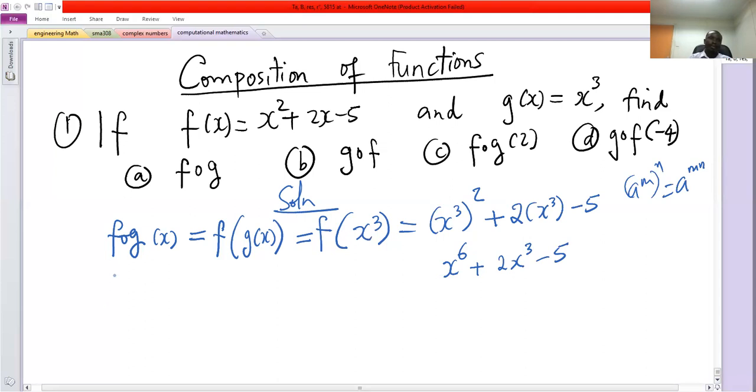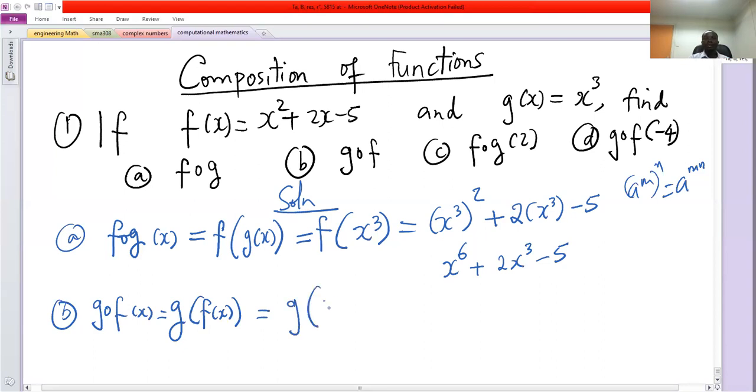So next one, this is B. G composed with f of x means g, and then f of x becomes your input. So it'll be g of f of x, where f of x is x squared plus 2x minus 5. And how does g operate when it's given any input? It simply raises it to power 3. So we'll have x squared plus 2x minus 5 raised to power 3. We need not open it. These are simple expressions you can always open, but this is still fine.